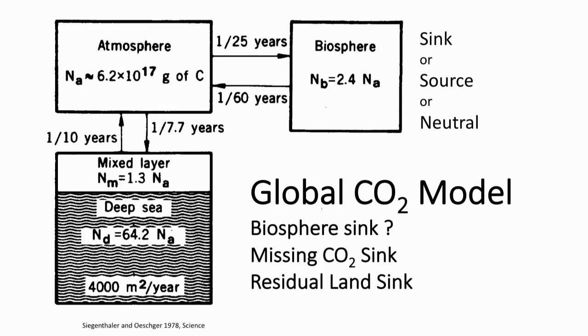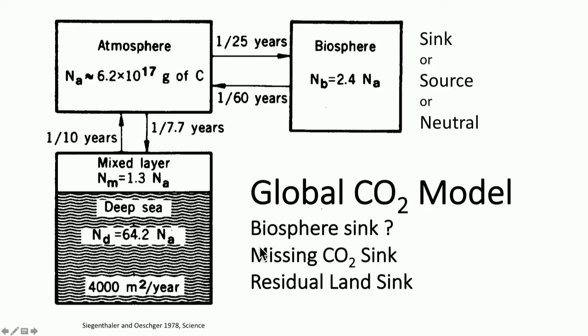But then we knew that we couldn't close the budget with all the emissions we thought we were putting out, and that the biosphere perhaps was playing a role. At that point, we had no clue what the biosphere was doing. We didn't know whether it was a sink, a source, or neutral. We knew there was a lot of deforestation, and we understood some of the first principles of physiology: plants like to have more CO2, and they grow more in our greenhouse gases. So we went from asking, is there a biosphere sink? Is there a missing CO2 sink? We called it then the missing CO2 sink.